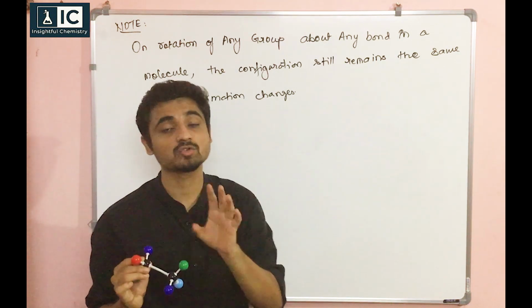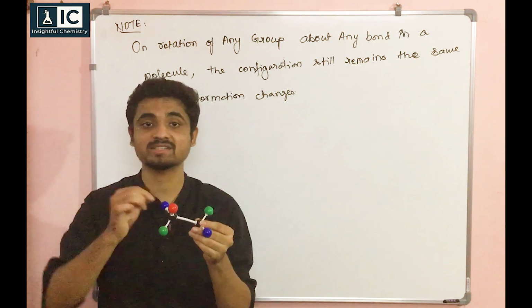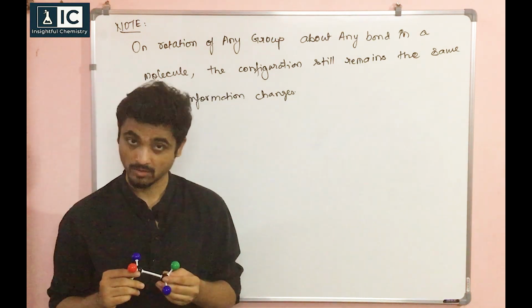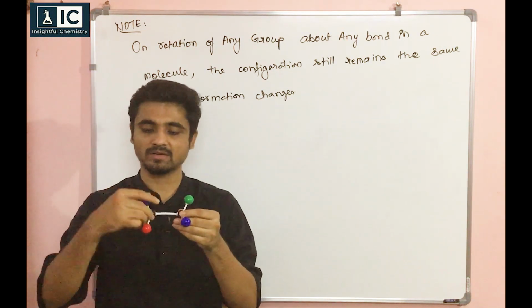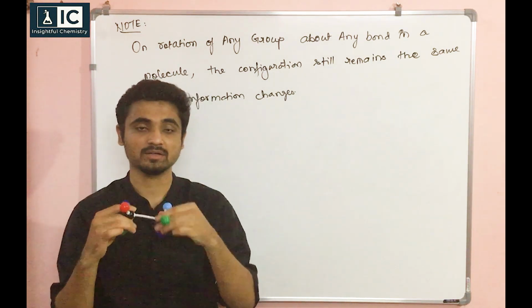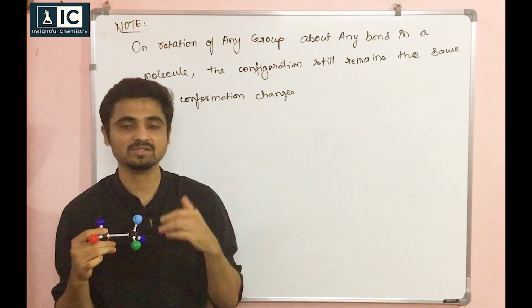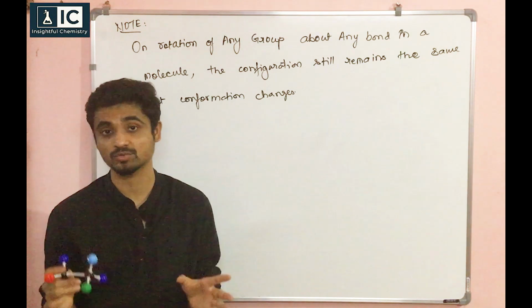Now this thing is not allowed while doing POS. You cannot break bonds and change, because then the configuration itself will change. So again I'll just summarize it: rotating this or any group, or rotating this one to check plane of symmetry and center of symmetry is allowed, because then we are not changing any configuration. If it is RR, it will still remain RR, no issue.